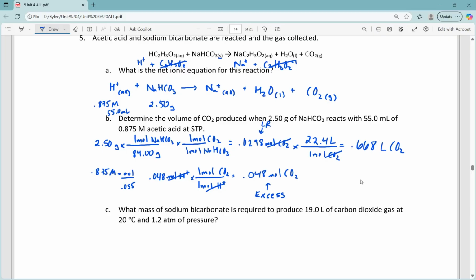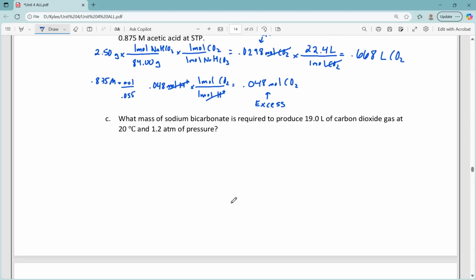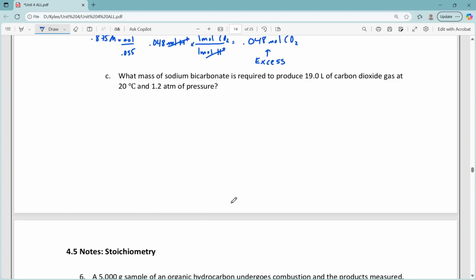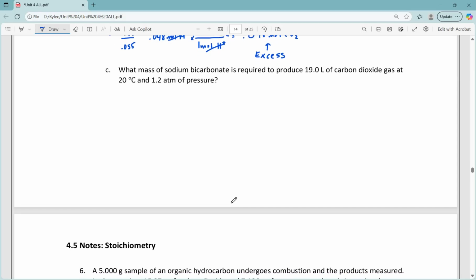Now on part C, they are asking us what mass of sodium bicarbonate is required to produce 19 liters of CO2 at 20 degrees and 1.2 atms of pressure. So we are not at STP. If we are not at STP, that means that we need to use the ideal gas law.